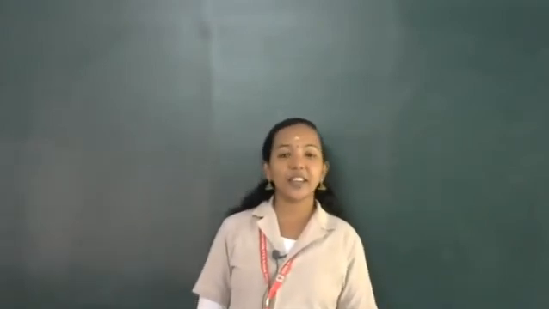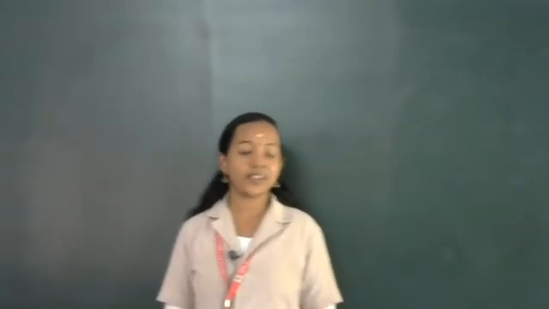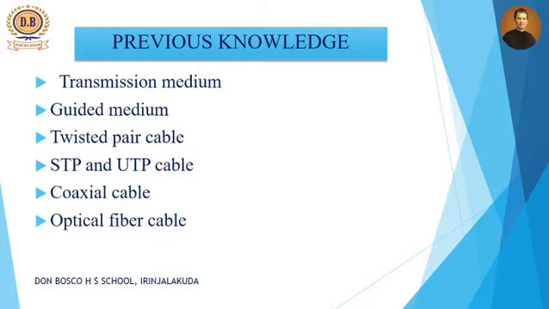So we are discussing types of network, what is meant by network, and the advantages of network. In the previous video we discussed the various guided media, that means some of the cables. We started with twisted pair cable. Twisted pair cable can be classified into two categories, STP and UTP. STP stands for shielded twisted pair and UTP stands for unshielded twisted pair.